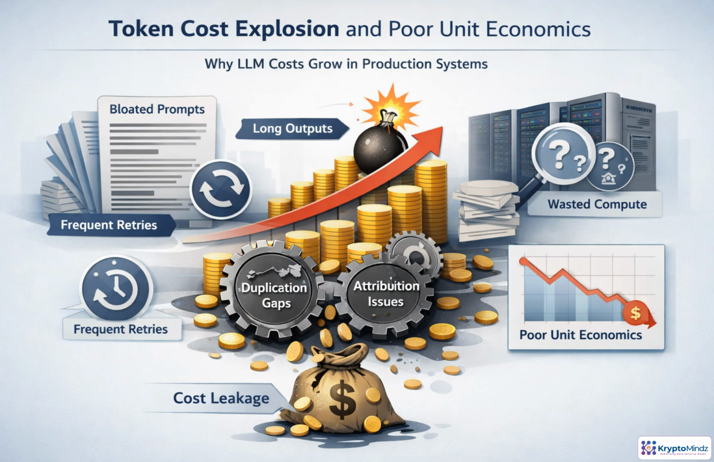LLM spend rarely explodes all at once. More often, it leaks through bloated prompts, long outputs, retries, duplicate work, and weak attribution. Before optimizing architecture, we need to see where tokens become cost and why margins can quietly disappear.